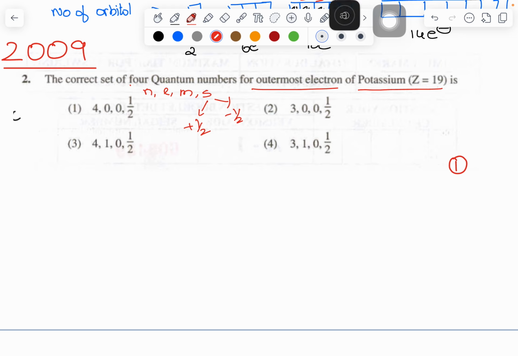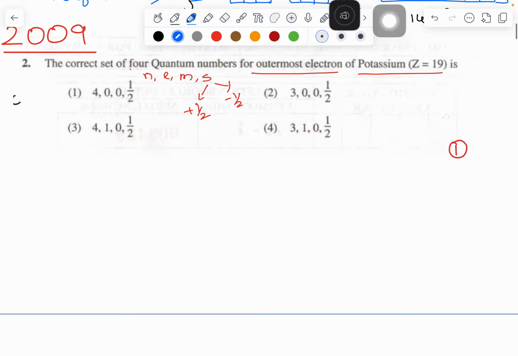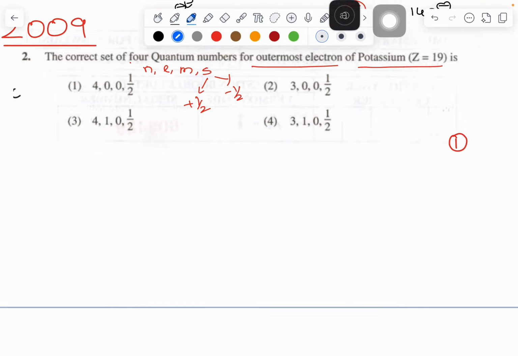Before that, to know any electronic configuration, the easiest way is, first you need to know all the noble gas configurations. Helium, next neon, argon, krypton, xenon, and radon. They have atomic numbers 2, 10, argon 18, krypton 36, xenon 54, and radon 86. Okay, you have to know.